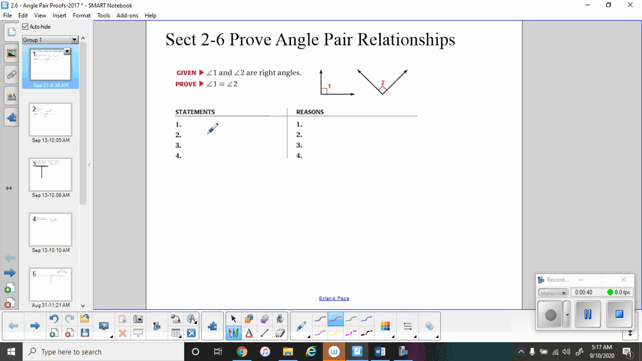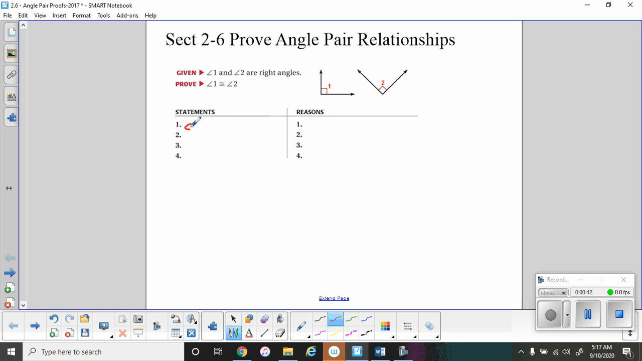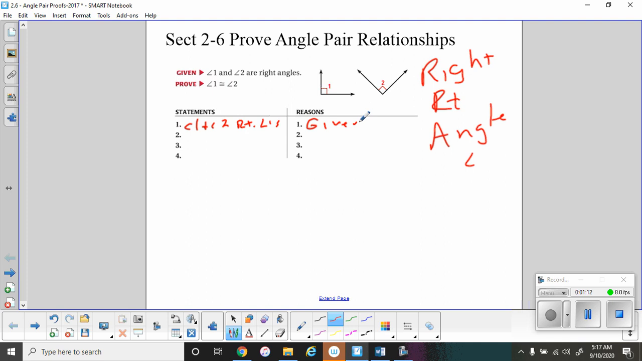So where do we start? We always start with the given. So we would go angle 1 and angle 2 are right angles. Now what that says is RT. I'm going to abbreviate it RT, and the word angle, I'm going to use that symbol a lot. Okay, so it says angle 1 and angle 2 are right angles, so that is given. This is a 2-step proof.